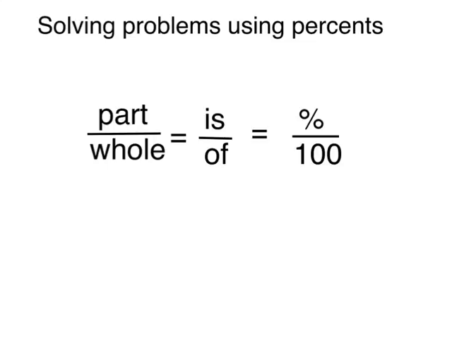Think back to the notes that we took last week. We wrote in there that a ratio is comparing a part to a whole. And we also said another way of saying this is comparing is to of. And it's also comparing the percentage over 100.